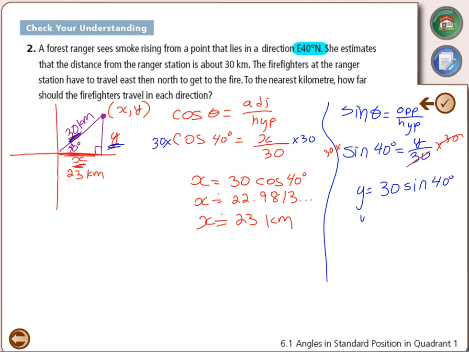Plug that straight into your calculator. Y is approximately 19.2836 dot dot dot. Rounding it, y is about 19 kilometers.